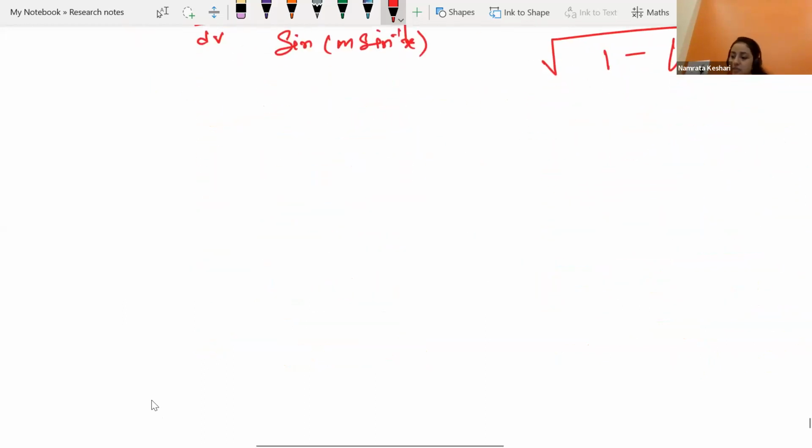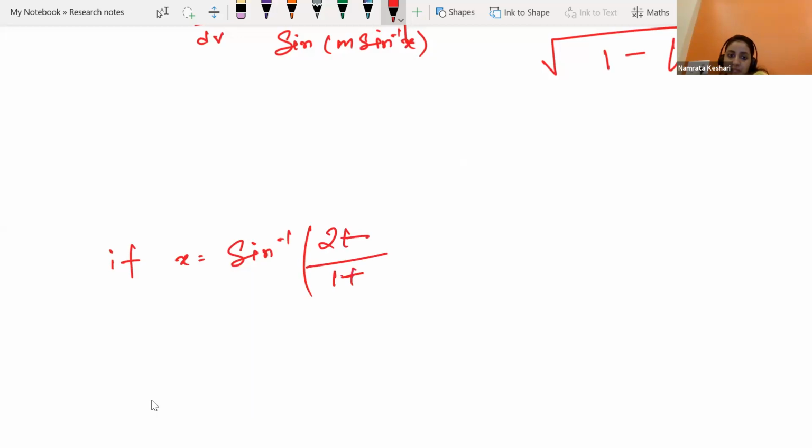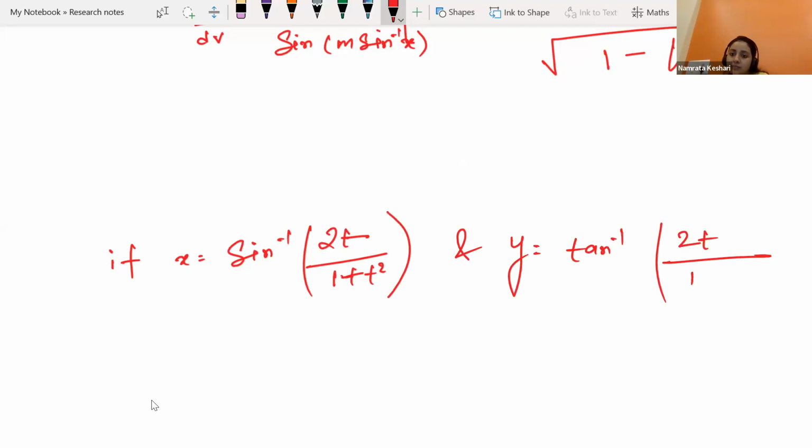Now the next question is, if x is equal to sine inverse 2t by 1 plus t square and y is equal to tan inverse 2t by 1 minus t square. If we write them well, prove that dy by dx is equal to minus 1.